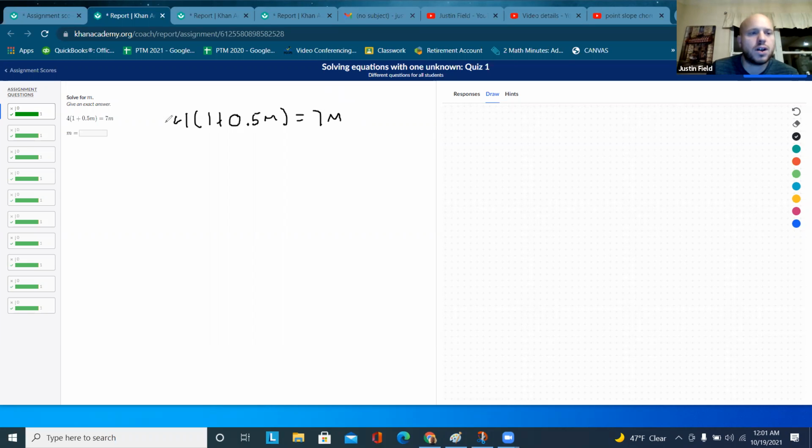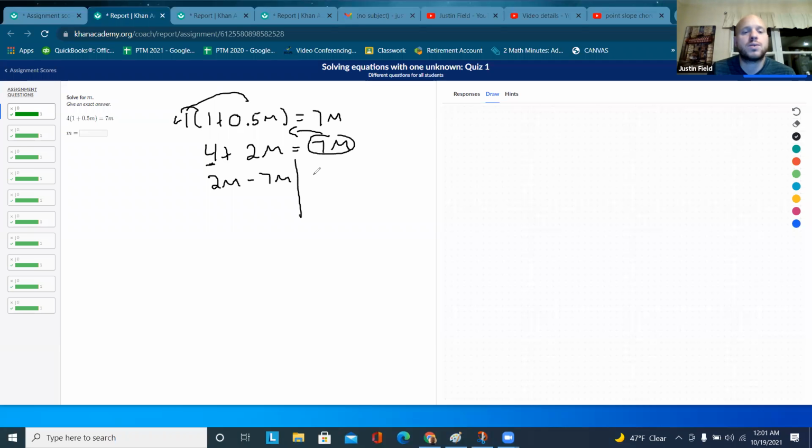So first of all, I see parentheses, so I'll be distributing. So the steps here are from last week. I'm going to put my variables on my left, the numbers on the right. So 2m is already on the left, negative 7m is going to go to the left. Positive 4 is going to go to the right, and it will be negative 4. 2 minus 7 is negative 5.